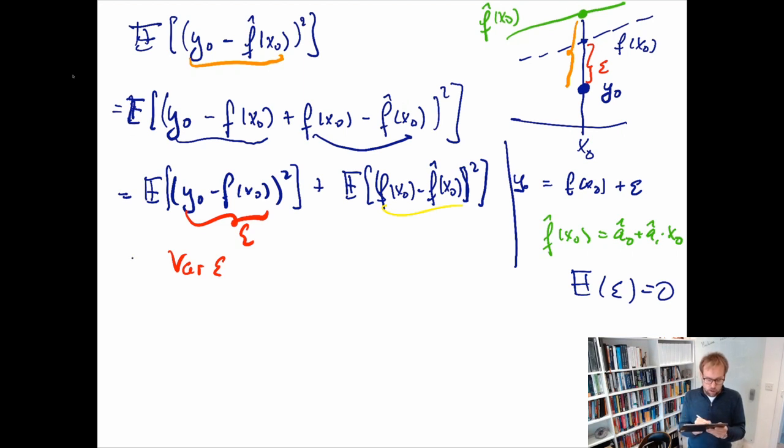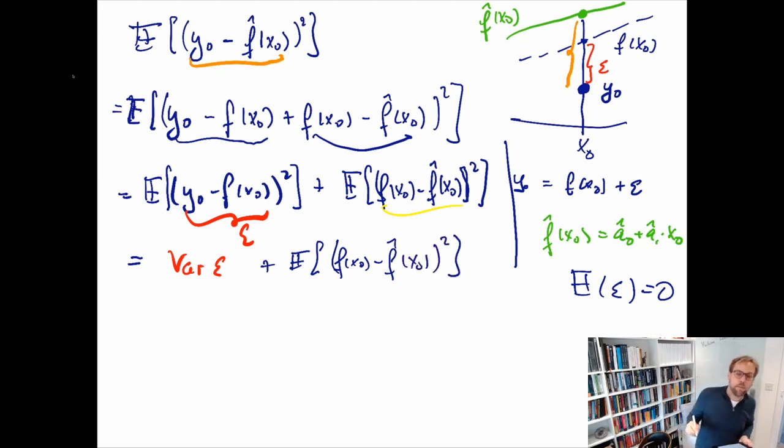This is the first term. So this is already the first term in our bias variance trade-off. But now we still have the second term flying around: the expectation value of (f(x0) − f̂(x0))².